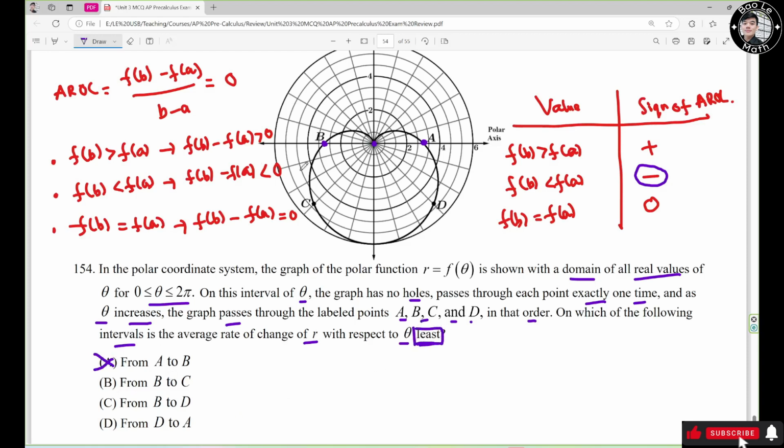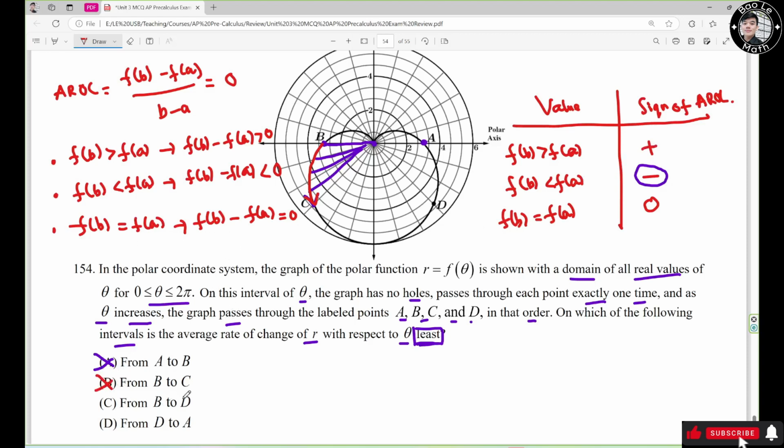Now from B to C, you see that the radius is going to be like this, right? And you see that from B to C, it goes this way, right? And the radius getting bigger and bigger. If the radius getting bigger and bigger, which means f of B minus f of A positive, right? It's not the least, right? So the answer choice B is wrong.